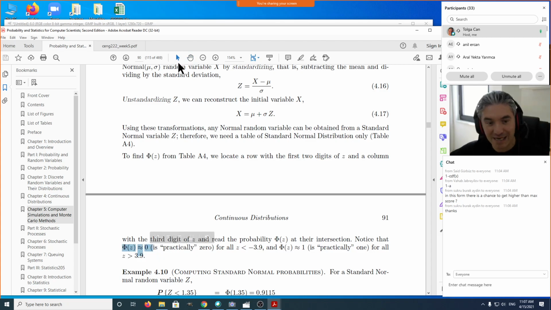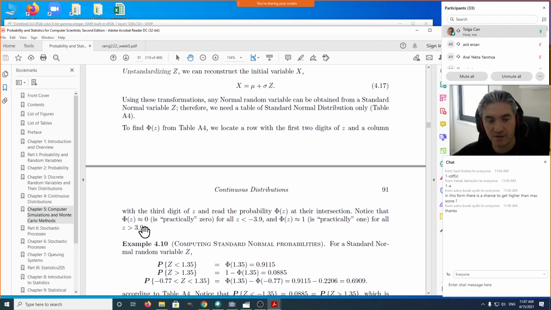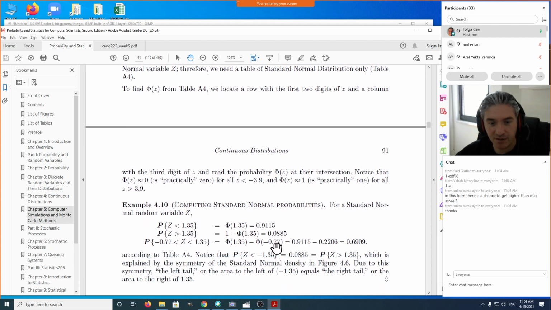You may think after 3.9 standard deviations, they touch the x-axis practically, and therefore CDF of 3.9 is very close to 1. CDF of 3.9 means that the probability to have a value 3.9 or less in a standard normal variable is almost 1. And the table is not provided below these values. All right, so here are some values.